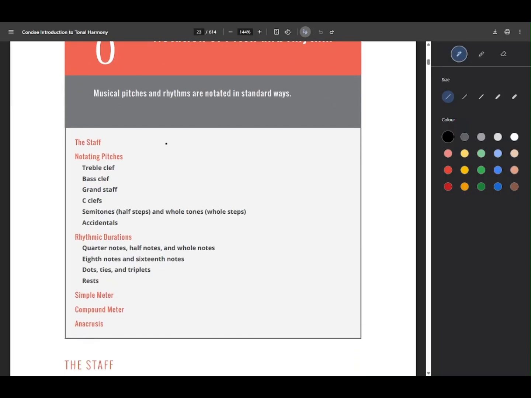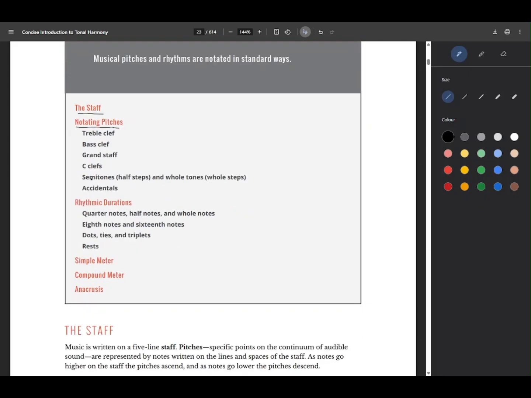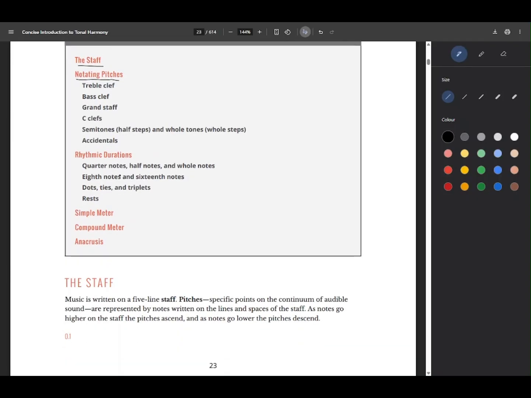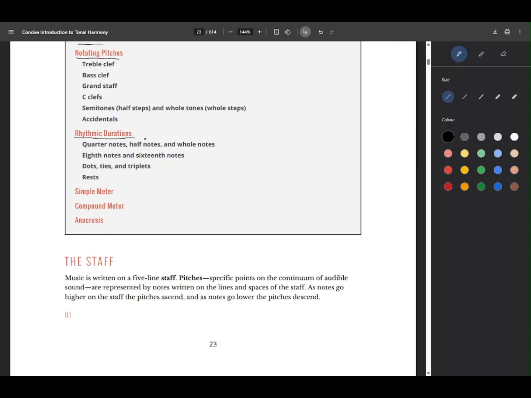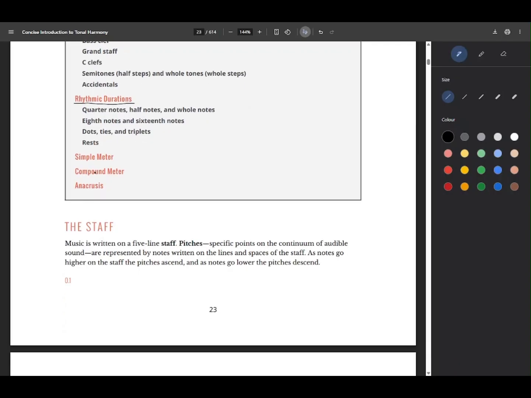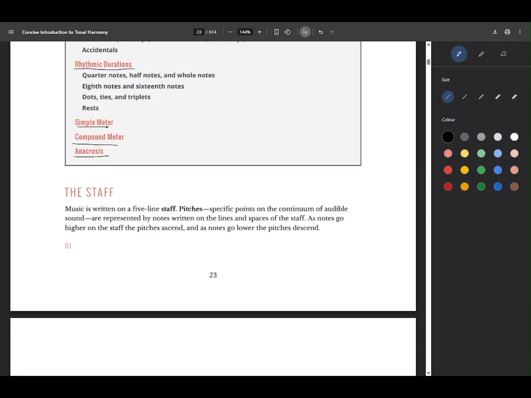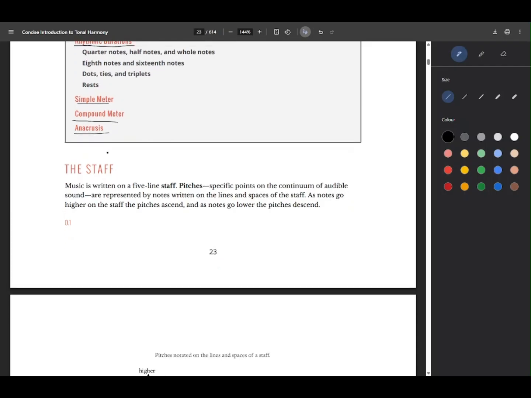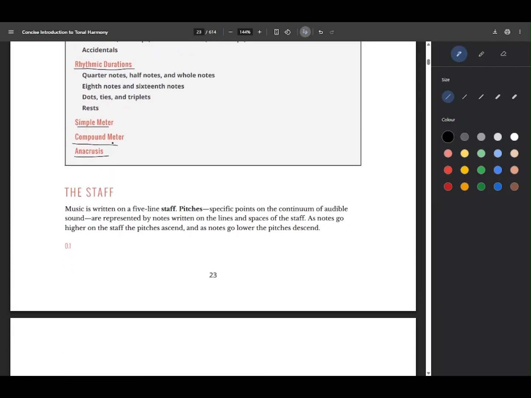We're going to be looking at the staff, notating pitches, so the different clefs that we have here, semitones, whole tones, accidentals, and how we use them. Rhythmic durations, so your quarter note, half note, whole note, and the subdivisions of those. We'll also be talking about the dots, ties, and triplets. And we'll be talking about our very simple and compound meter, very basic metric divisions, and the anacrusis, which is quite basic as well.